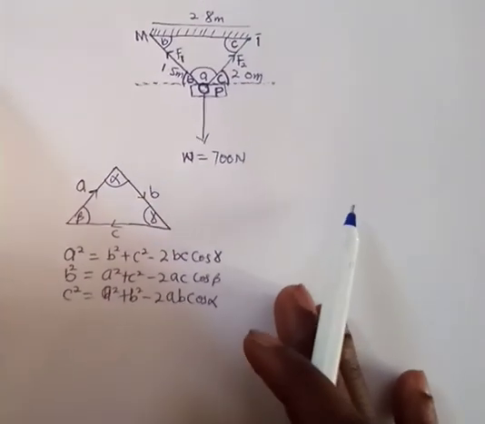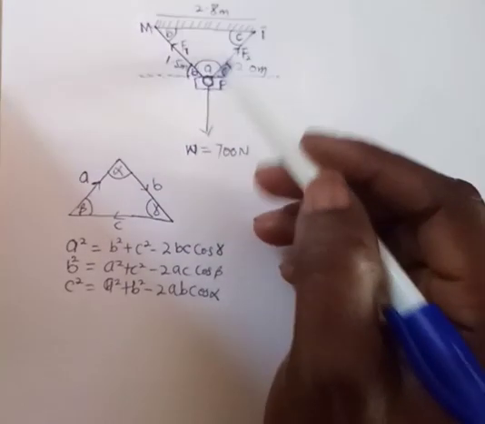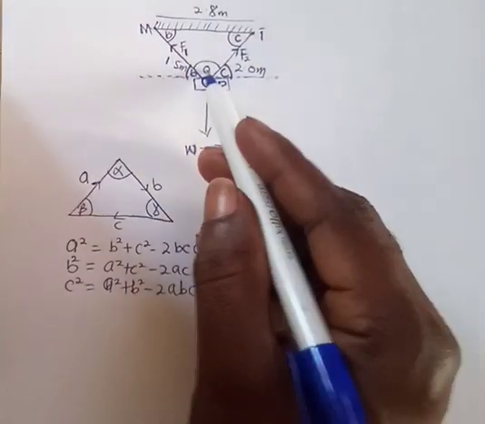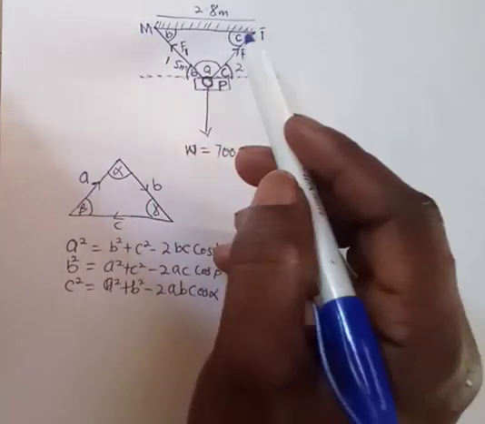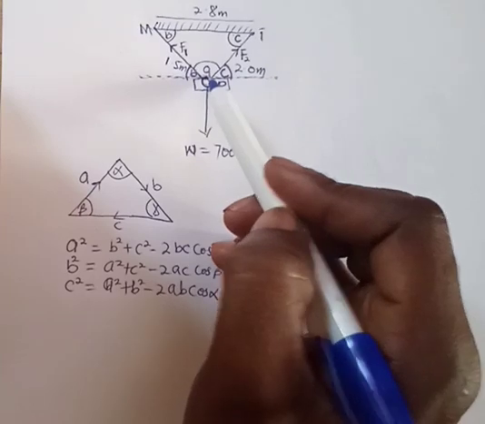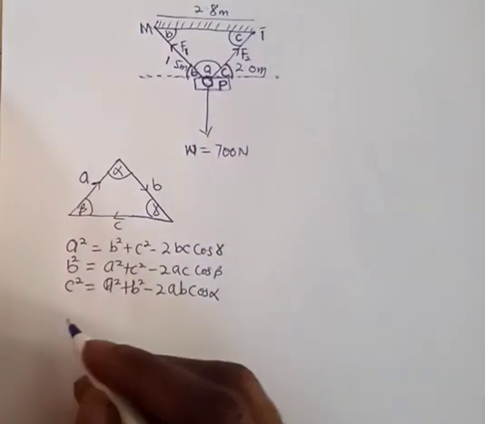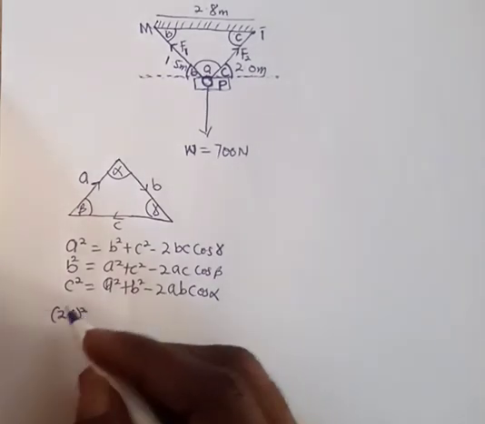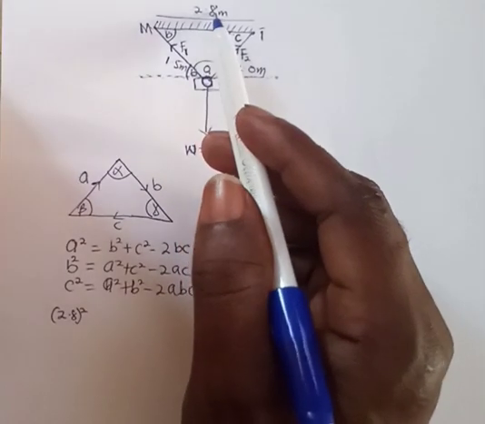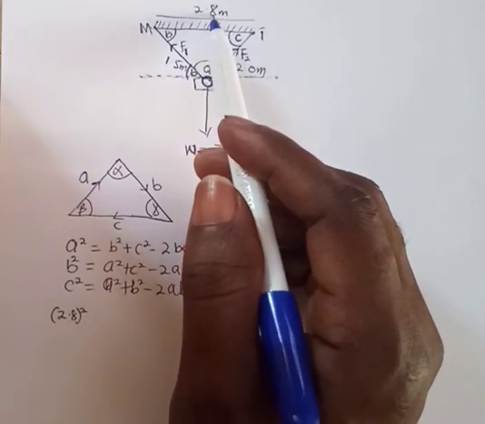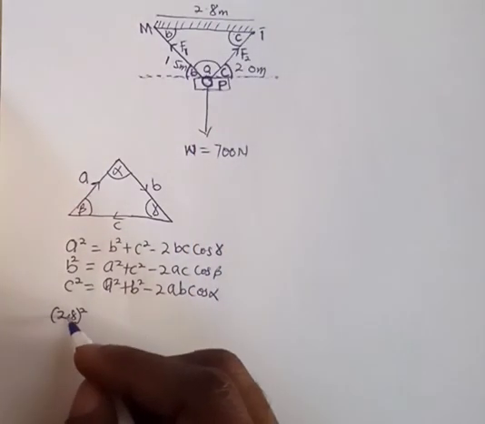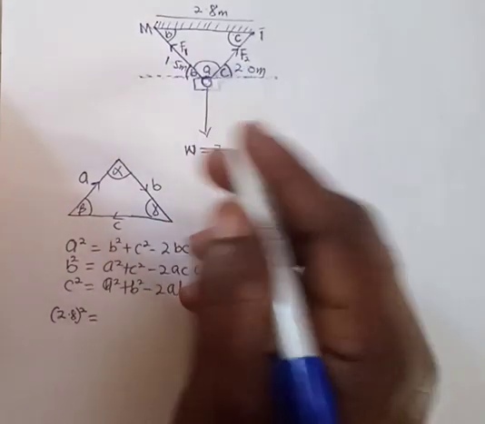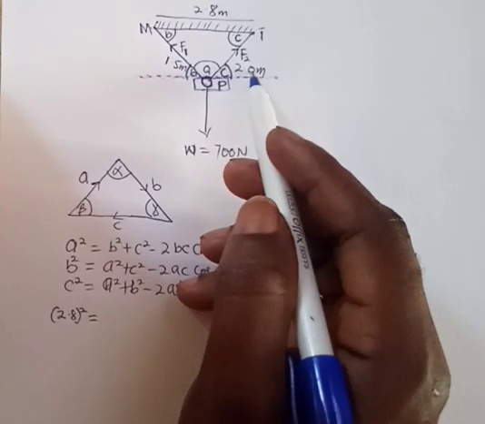So let's first solve for angle A. If I want to get angle A, then I will look at the distance opposite to angle A, which is 2.8 meters. Sorry, this is 2.8, not 28, 2.8 meters. So I will use 2.8 squared here, which is equal to, then I will take the other measures. So we have 1.5 and then 2.0.